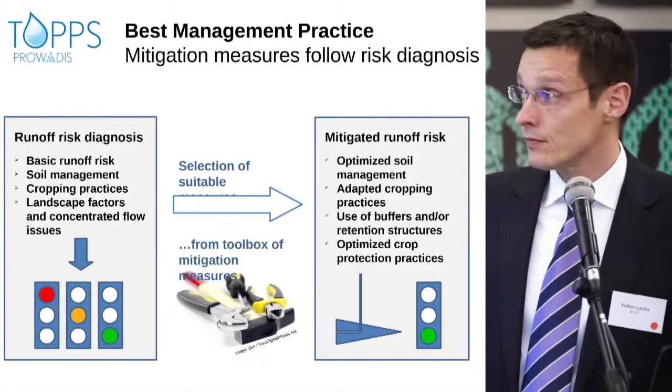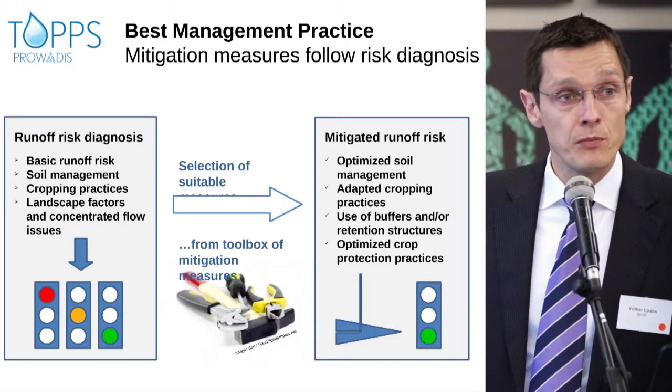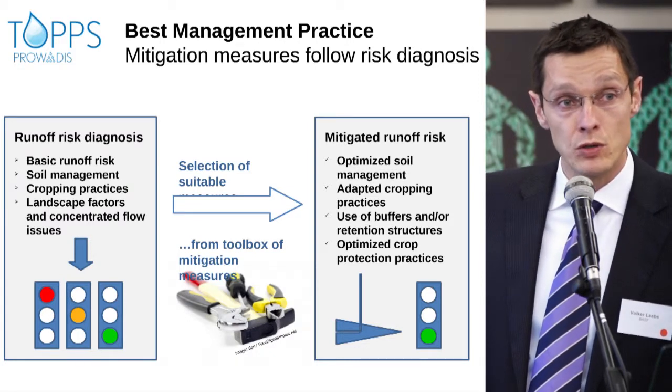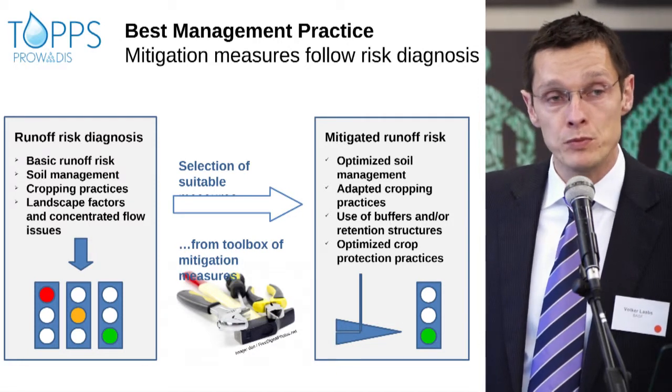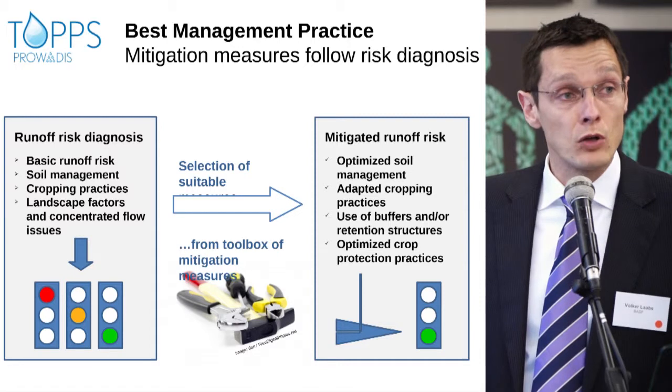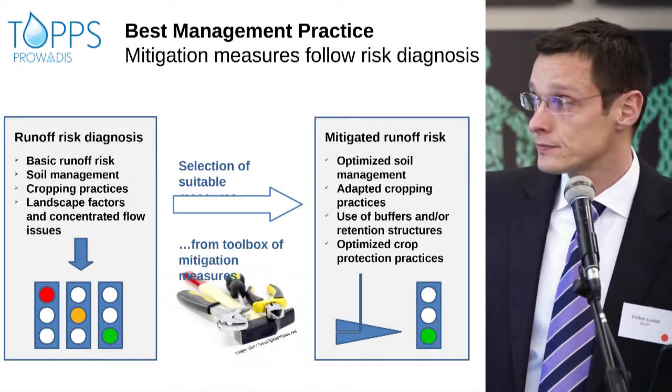What we have heard until now is that with runoff mitigation measures, it's really crucial to know where to implement the measures and what kind of runoff needs to be mitigated. So the essential first step is to really have a runoff risk diagnosis. This means we need to identify the basic runoff risk given by the pedoclimatic conditions, but we also need to look for the agricultural practices, cropping practices, as well as soil management practices, and also look out for the concentrated flow issues in the catchment, which connect different fields even.